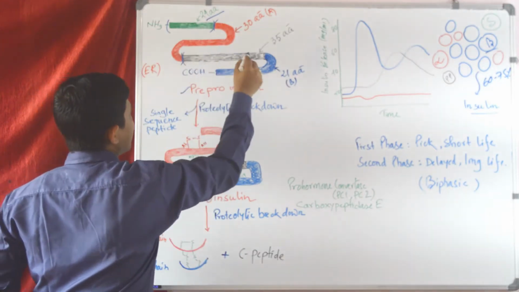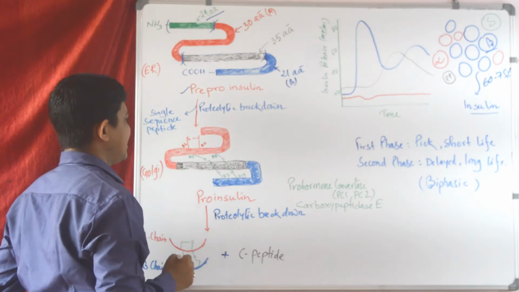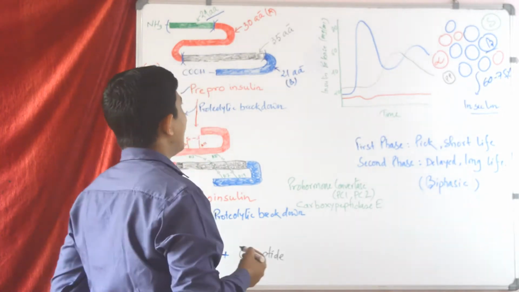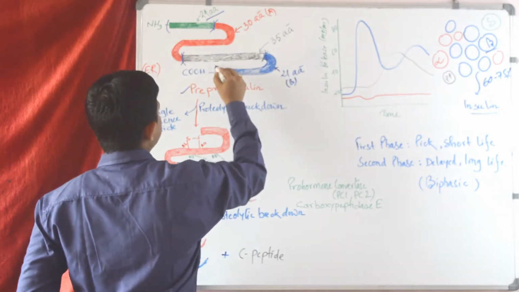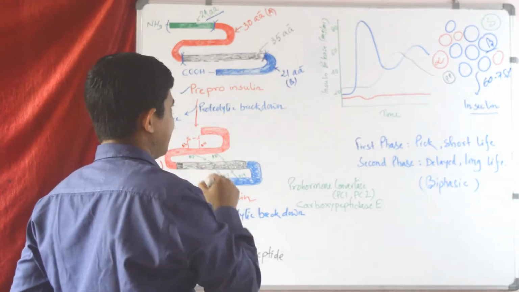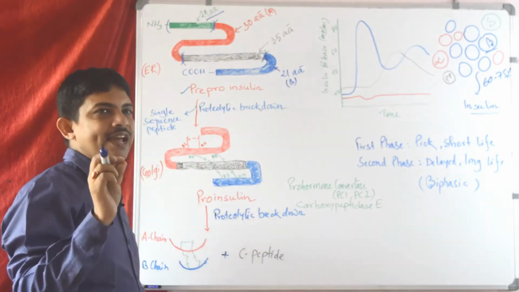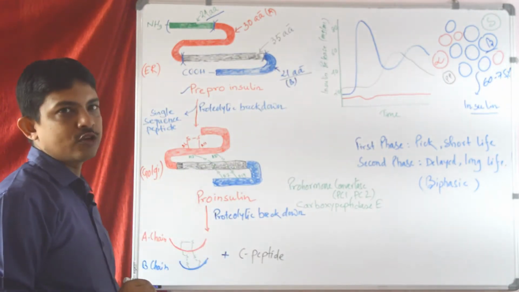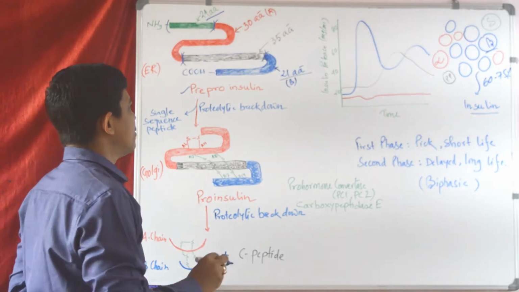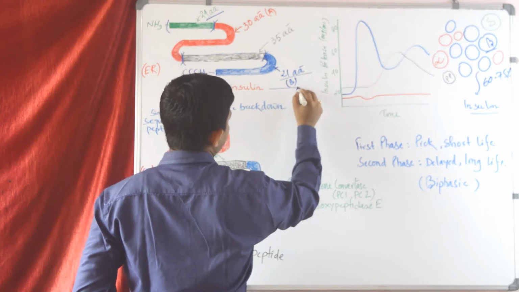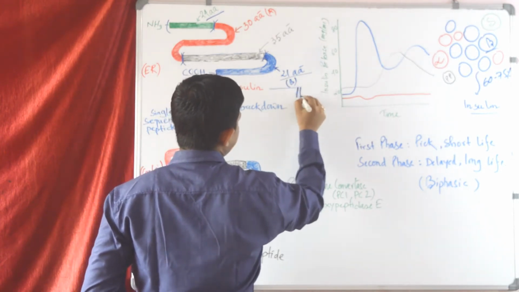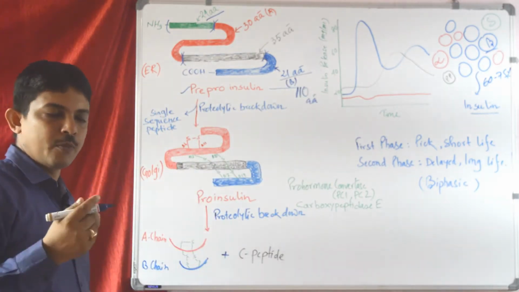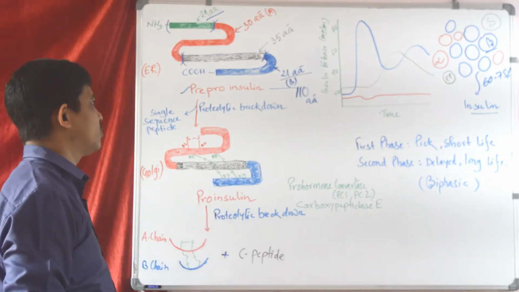Next part, the 35 amino acid segment, is nothing but the C peptide. And the last part, toward the carboxylic acid end, is the B chain of insulin, which is composed of 21 amino acids. So pre-proinsulin is composed of a 110 amino acid molecule.